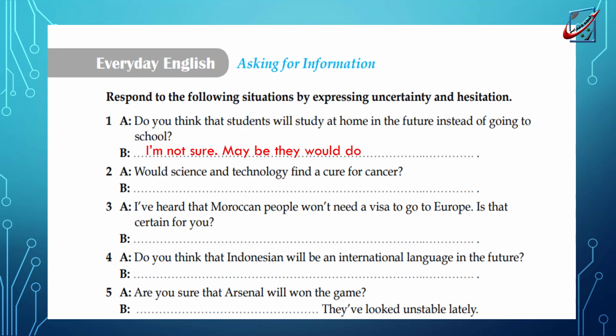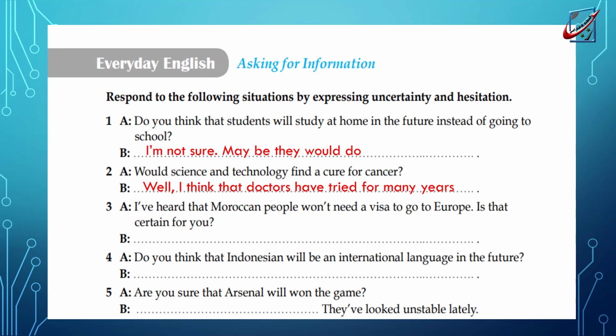Again, number 2. Would science and technology find a cure for cancer? It's a question, and now we're waiting for a response from the addressee. What do you think the speaker would say to express uncertainty and hesitation? Let's see some suggestions. Well, here the answer suggests that the speaker will say, well, I think that doctors have tried for many years. This expresses uncertainty and hesitation again.